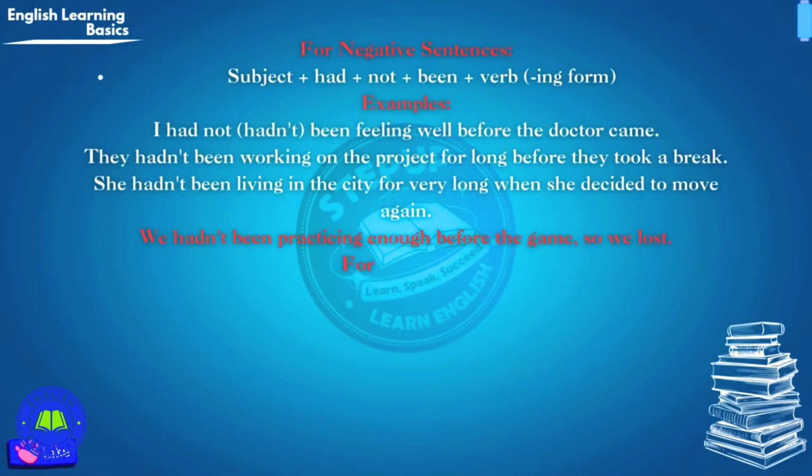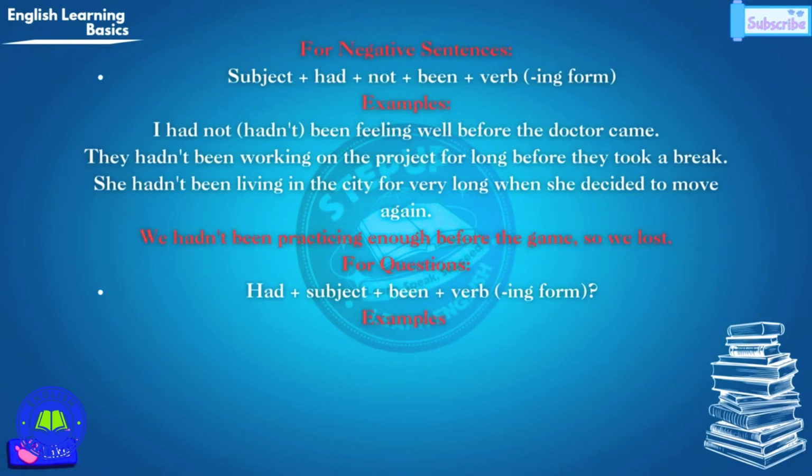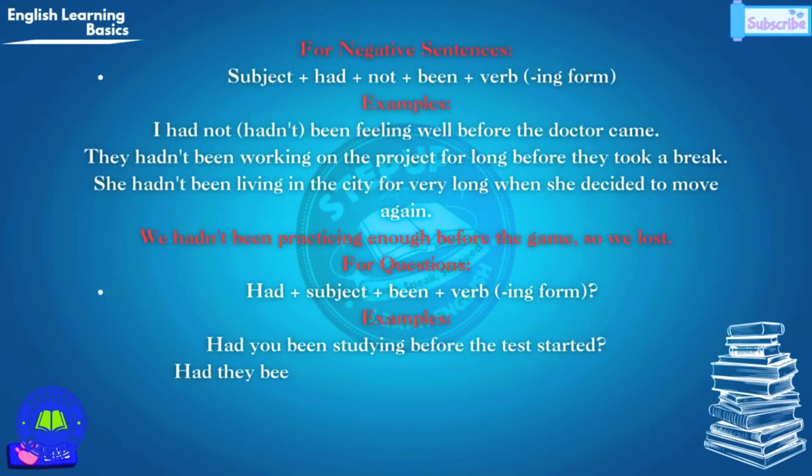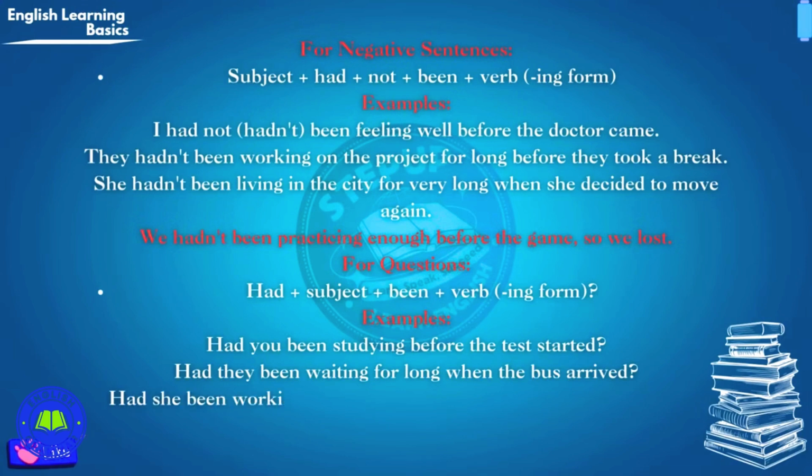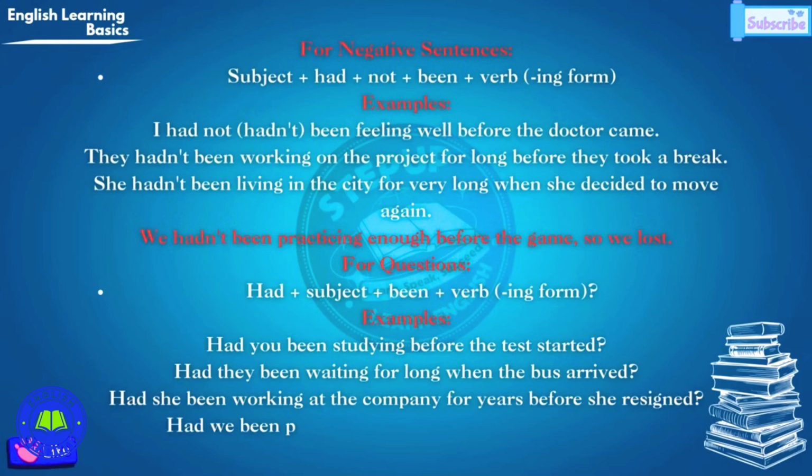For questions: had plus subject plus been plus verb, ing form. Examples: Had you been studying before the test started? Had they been waiting for long when the bus arrived? Had she been working at the company for years before she resigned? Had we been practicing enough before the competition?